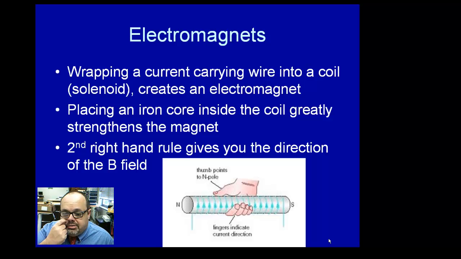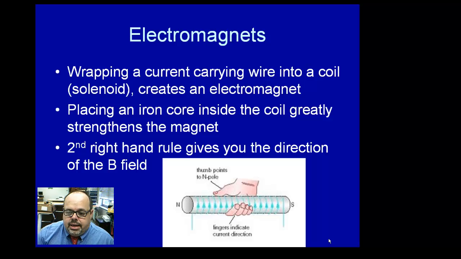A common place you've seen electromagnets are the door magnets that hold the doors open. They have an iron core in the center and a current carrying wire. The nice thing about it is if I cut off the current, I cut off the electricity, so those magnets no longer operate. That's why after a fire drill we have to go back and manually reopen those doors.